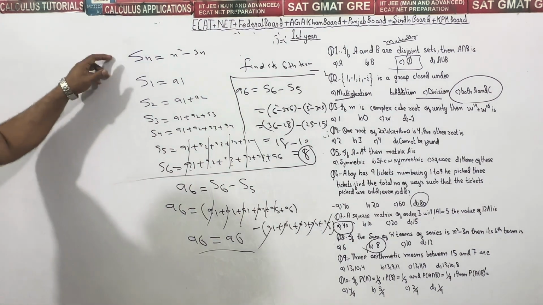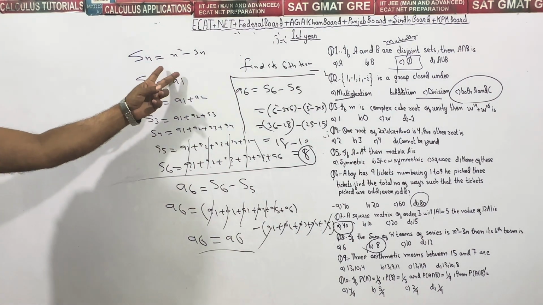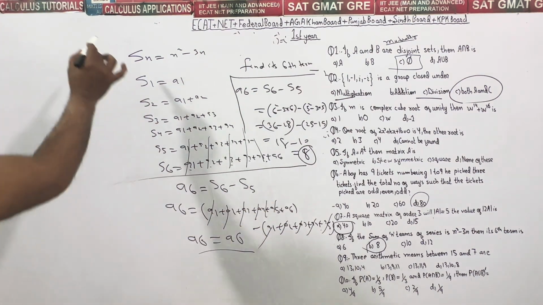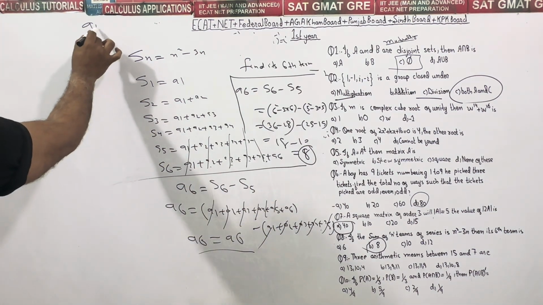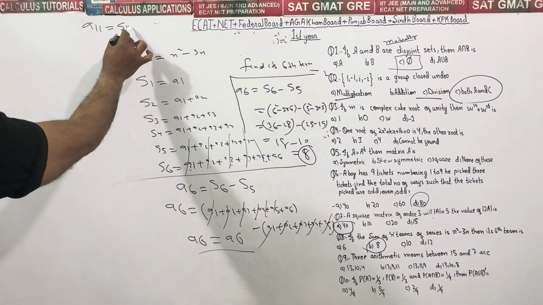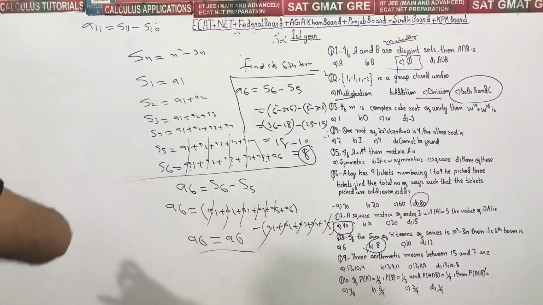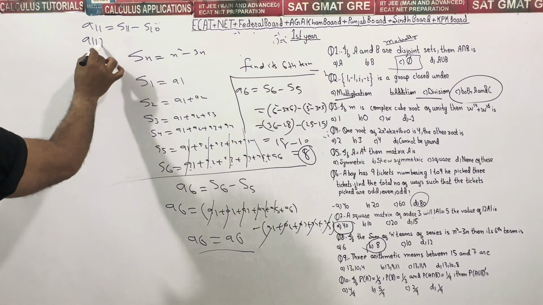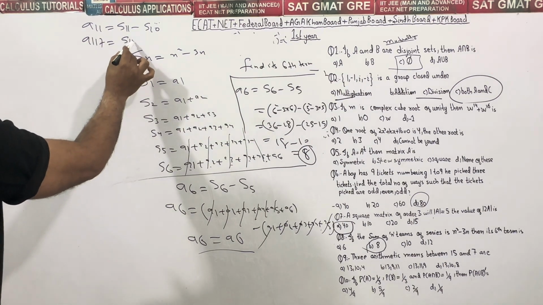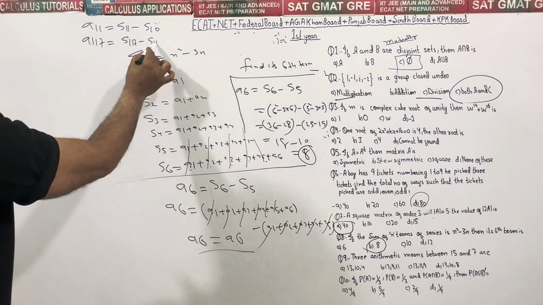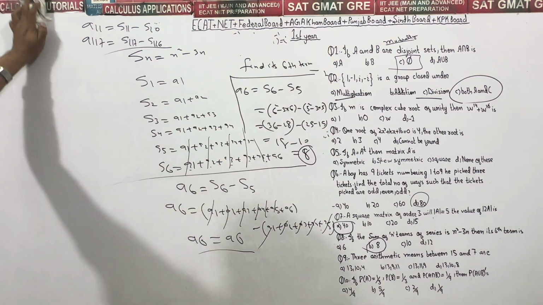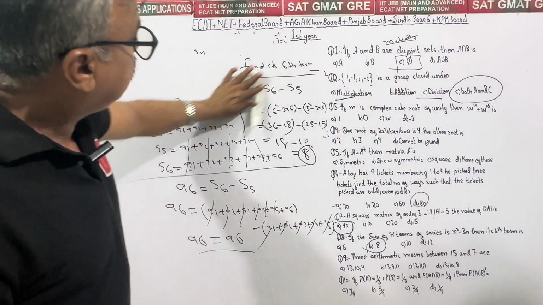Don't forget to utilize this when the sum is given to us. If we were asked to find the 11th term, we can write S11 minus S10. If we are asked to find A117, then I would write S117 minus S116. Okay, moving to the next question.